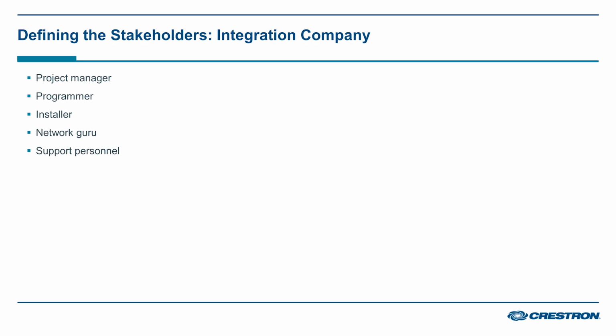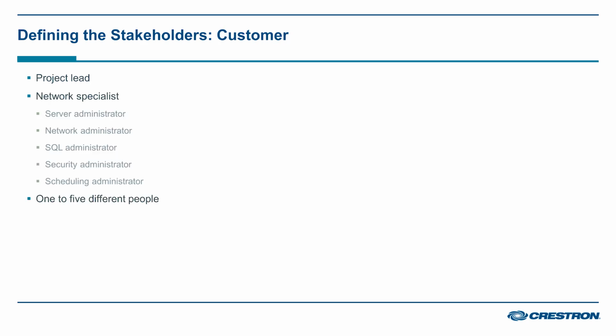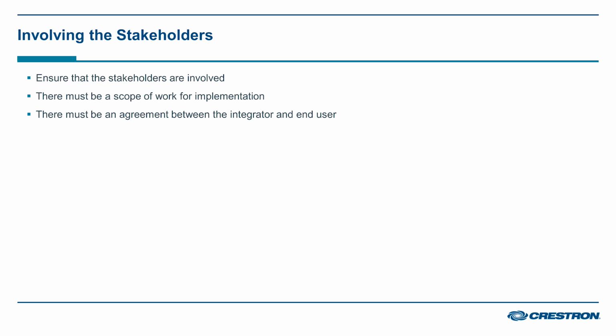The integration company must have a project manager in addition to the programmer, installer, network guru, and support personnel. The talents necessary from the customer include a project lead, someone that understands the scope of work. Additionally, various network specialists will be necessary: server administrator, network administrator, SQL administrator, security administrator, and the scheduling administrator. Based on the size of the company, this could be anywhere from 1 to 5 different people.